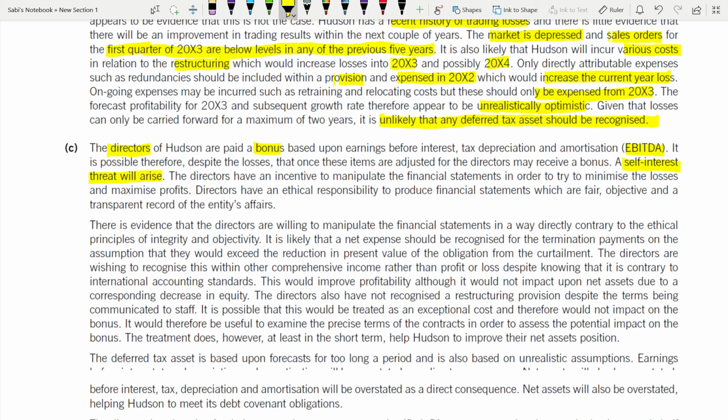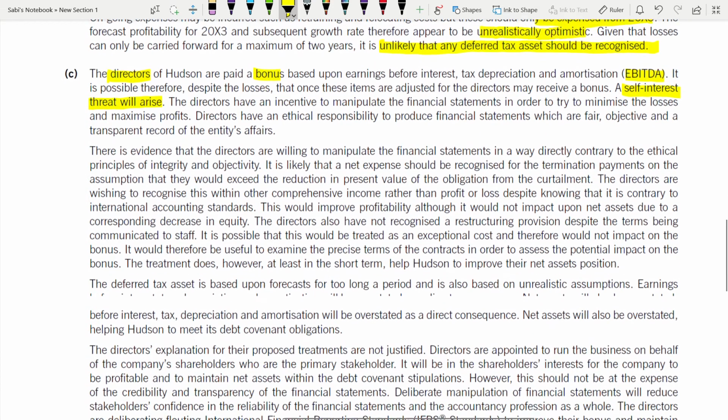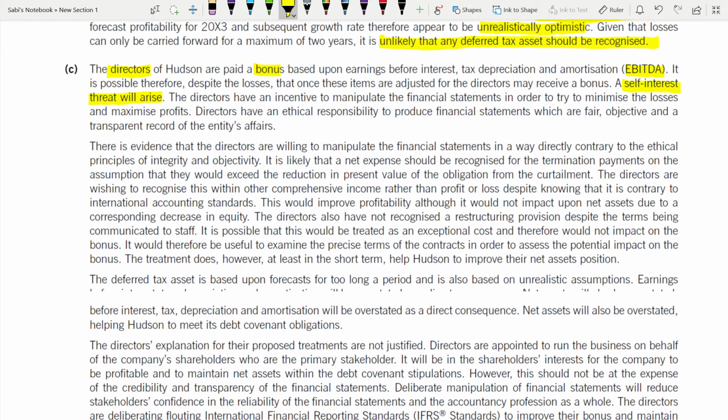So directors have an ethical responsibility to produce financial statements which are a fair, objective, and transparent record of the entity's affairs. Coming to this next. Now, there is evidence that the directors are willing to manipulate the financial statements in a way directly contrary to the ethical principles of integrity and objectivity. What are these? Integrity and objectivity. They are going against integrity because they are ready to manipulate. That means you are not honest. And objectivity, being influenced, not objective.